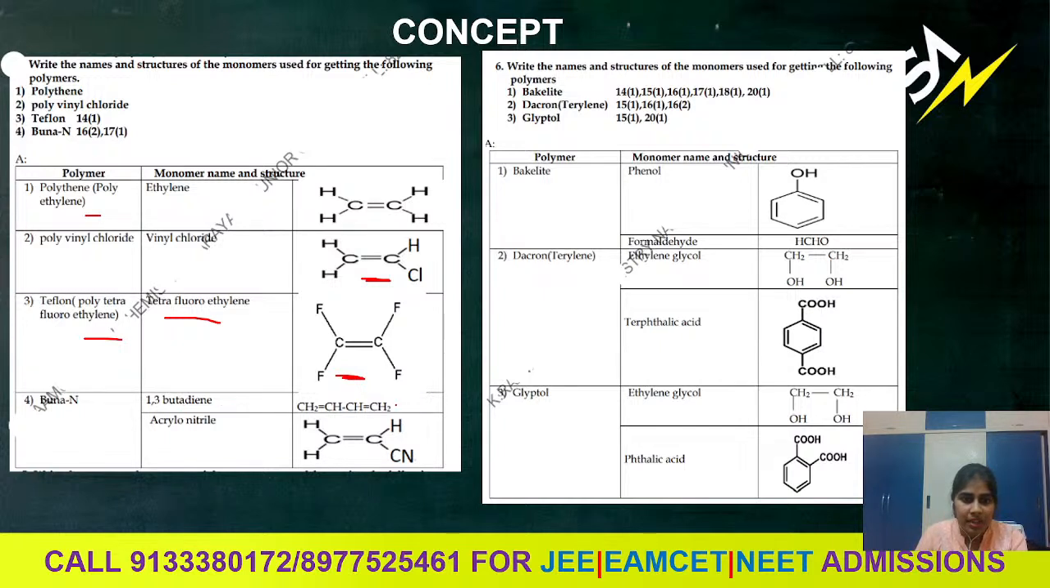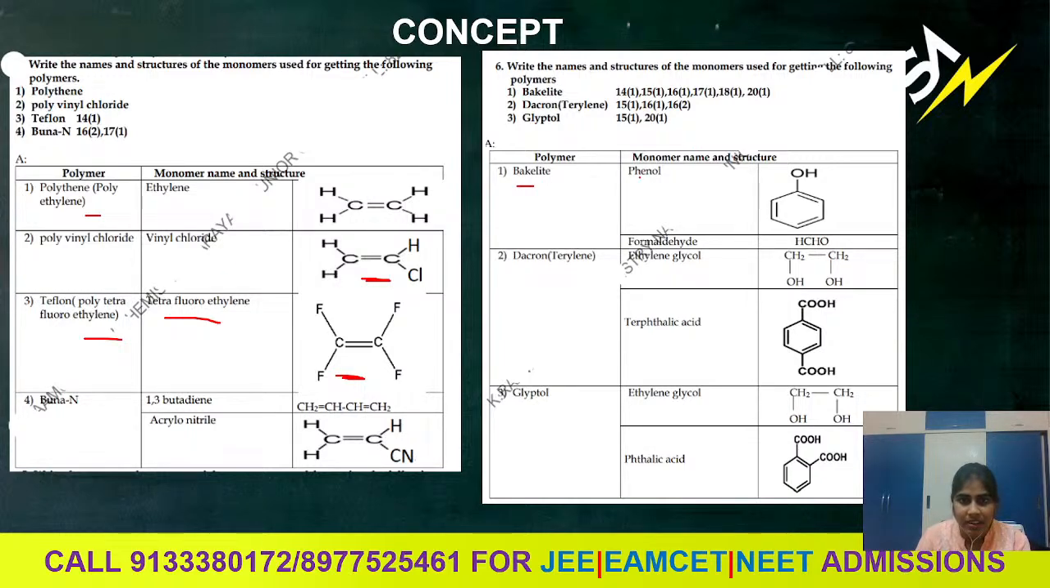1,3-butadiene, that is Buna-N. Acrylonitrile, which on polymerization gives Buna-S. The combination of these two, remember these monomer units and their structures. And here also we have a few monomers and their structures.